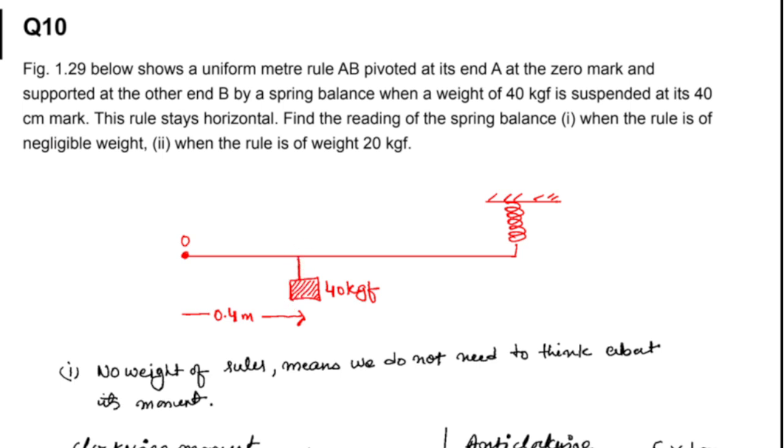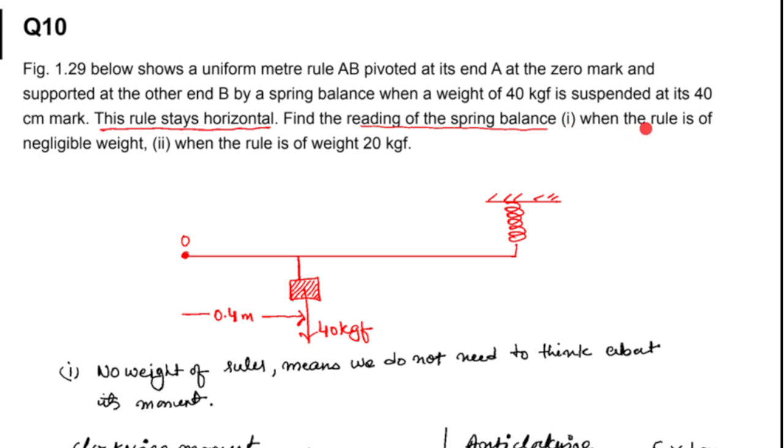So the force will be downwards, 40 kgf. We should show the force downward like this, suspended at the 40 centimeter mark. The rule stays horizontal. What does that mean? It is in balance, so the moments are getting cancelled. Find the reading of the spring balance. Reading means how much force this spring will be applying.